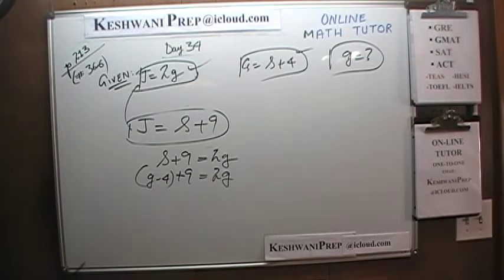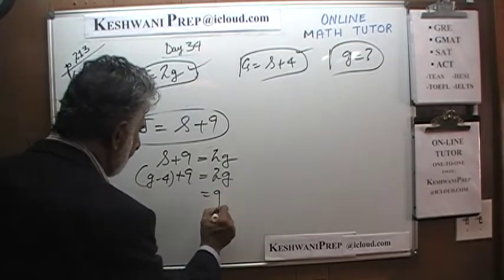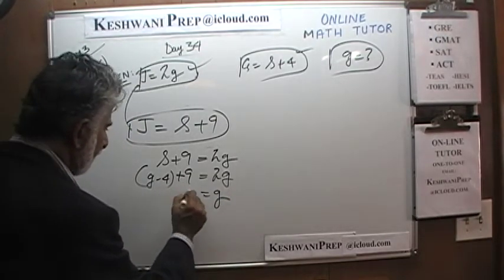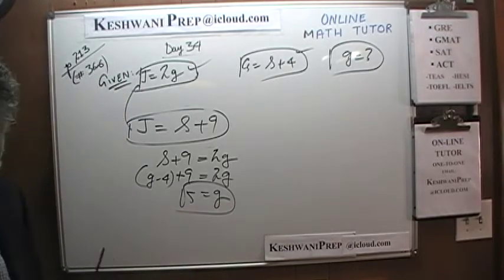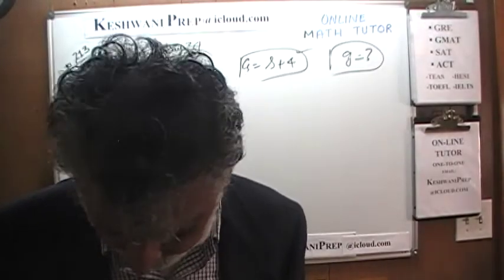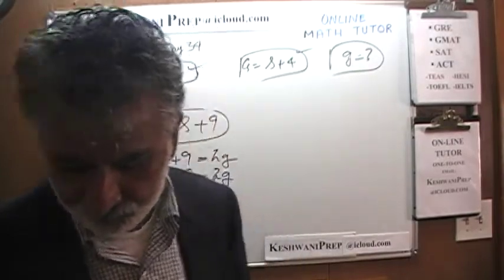Obviously, we can solve for G. Bring the G to the other side, and 9 minus 4. There you go. It's actually not that complicated at all. Apparently, G has been there for 5 years.